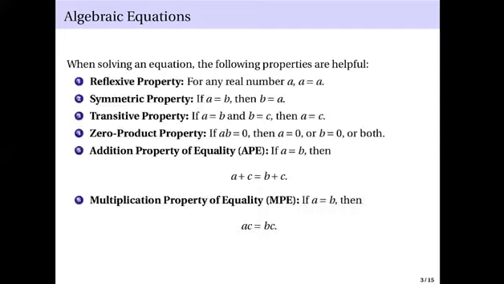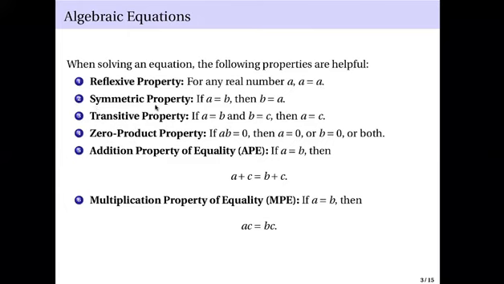Okay? Now, when solving an equation, the following properties are helpful. So first, we have the reflexive property. This means for any real number a, a is equal to itself. So reflexive, it's a reflection of the number. So 1 is equal to 1, 0 is equal to 0, 2 is equal to 2, etc. So a is equal to a. That's the reflexive property.